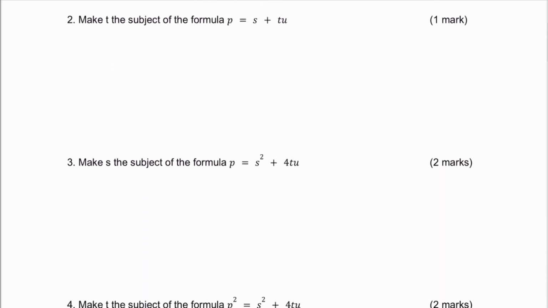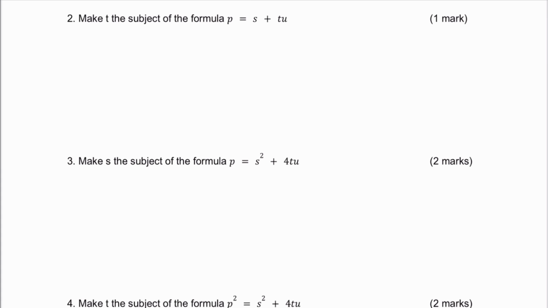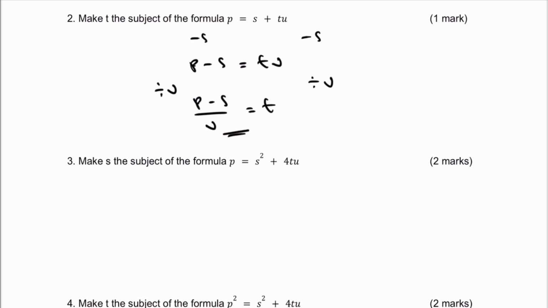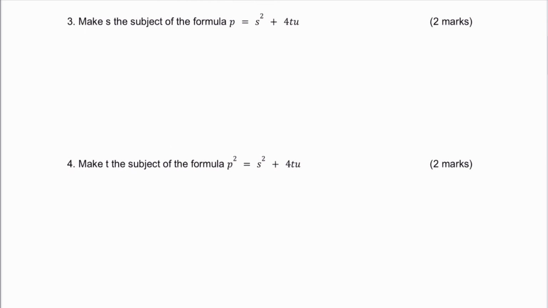Let's move on then to making t the subject of the formula. It's exactly the same formula. What I'm going to do this time is minus s from both sides, so I'm going to get p minus s equals tu, and then I need to make t the subject. So therefore I've got t times u, so if I divide through by u, it means I can write this as the fraction p minus s over u equals t, and that would be the answer to question number 2.